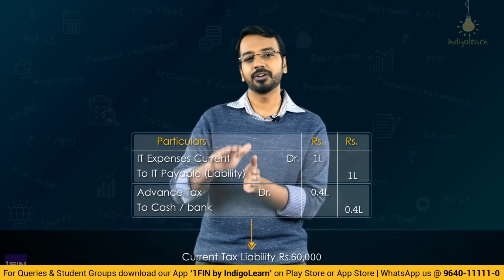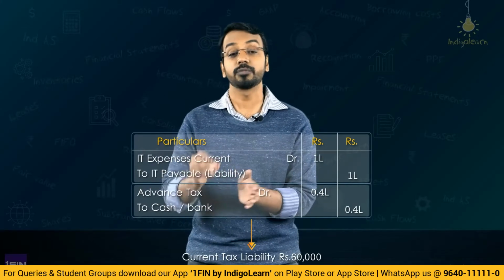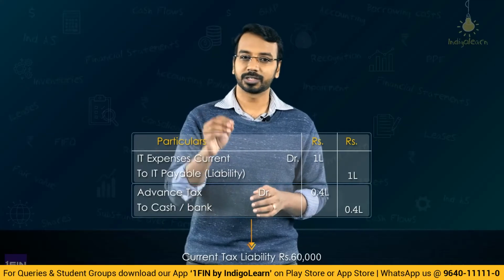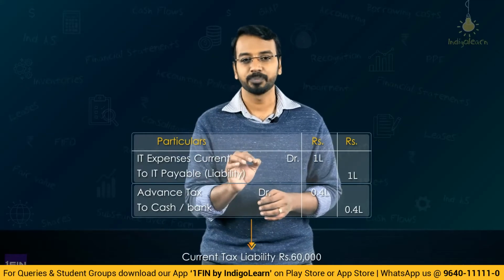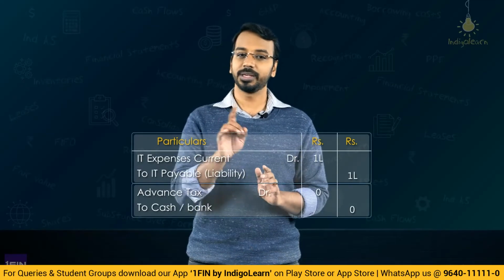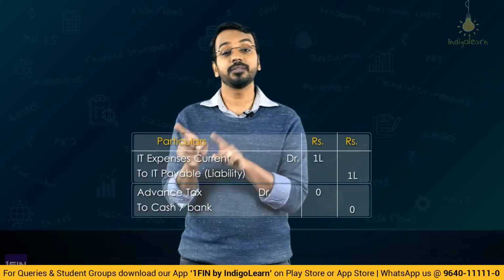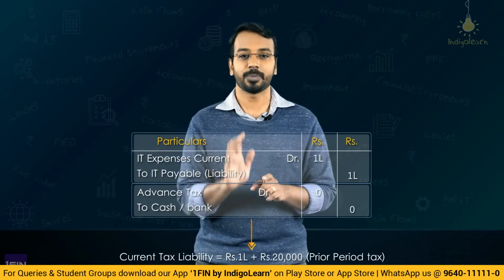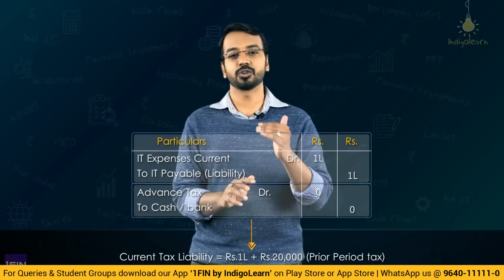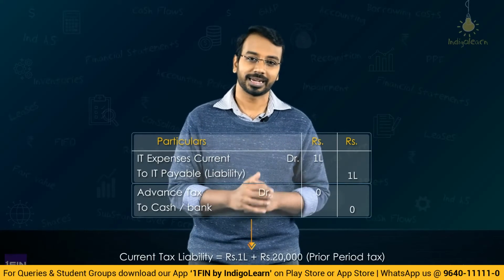Or say, for example, even for a prior period there is some more amount which is not yet paid. Say for the current year, the current tax is 1 lakh, which we have not paid at all, which will be a current liability. And for the previous period also, there is 20,000 which is not yet paid. So even that will be a current liability. So you will show 1,20,000 as current liability.